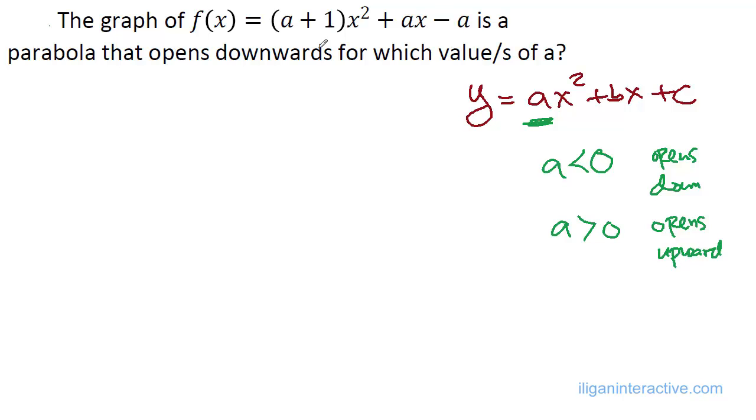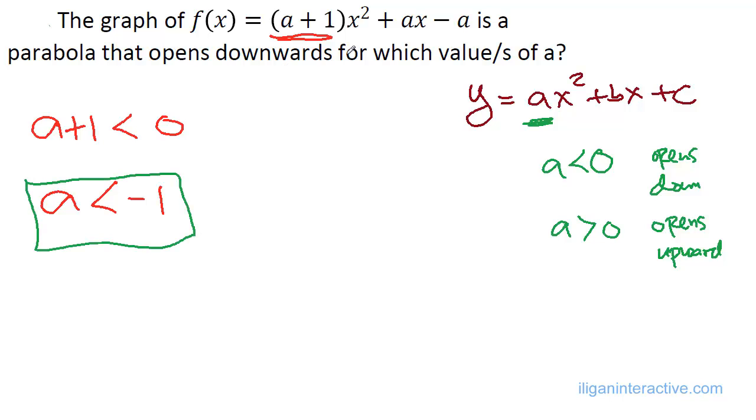Now, how about in this case? Well, the a is not really just an a, but this whole term. So when we say that the parabola opens downward, we need to ensure that a + 1, that coefficient of x², must be less than 0. In that case, that simply means that, subtracting 1 from both sides, a must be less than negative 1. That is telling us that for this parabola to open downward, the value of a must be less than negative 1.